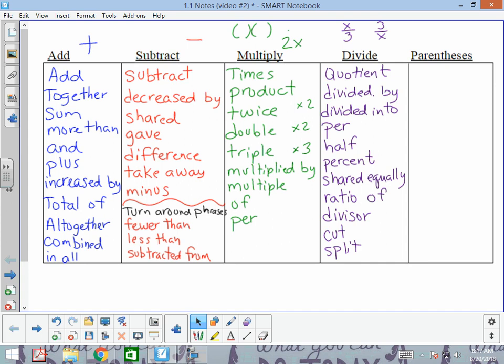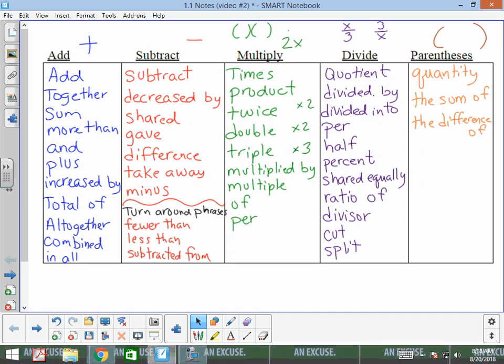And then the last one, we're looking at different words that mean to use parentheses. So one is quantity, the sum of, and the difference of. Now usually with these we have a multiplication word written before. So like times the sum of or times the difference of. That sum and that difference will go in parentheses.